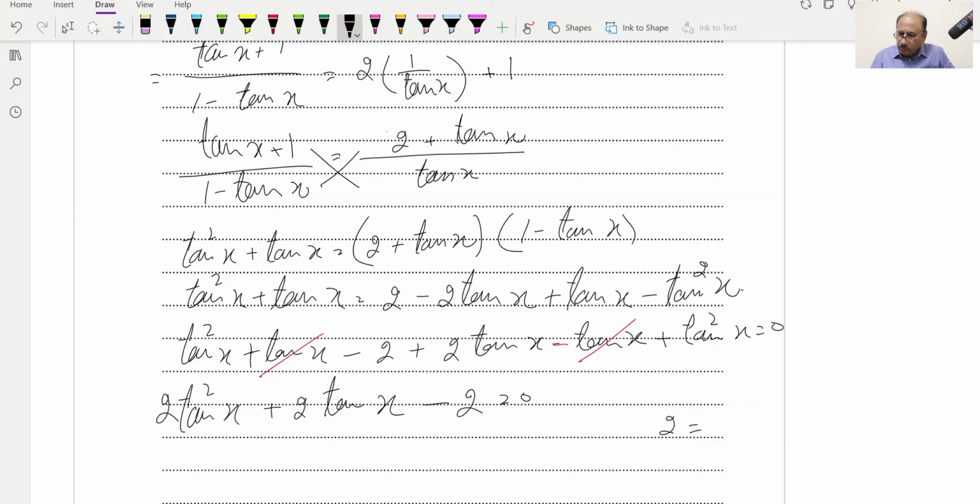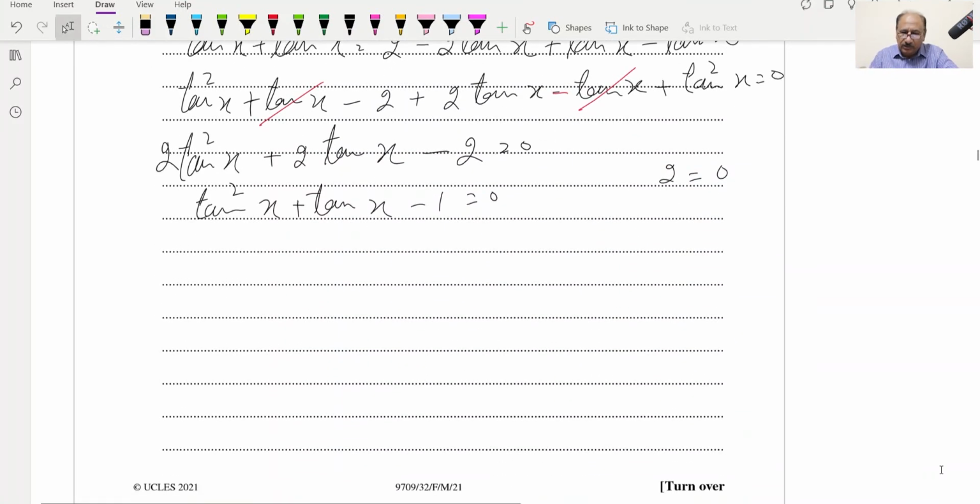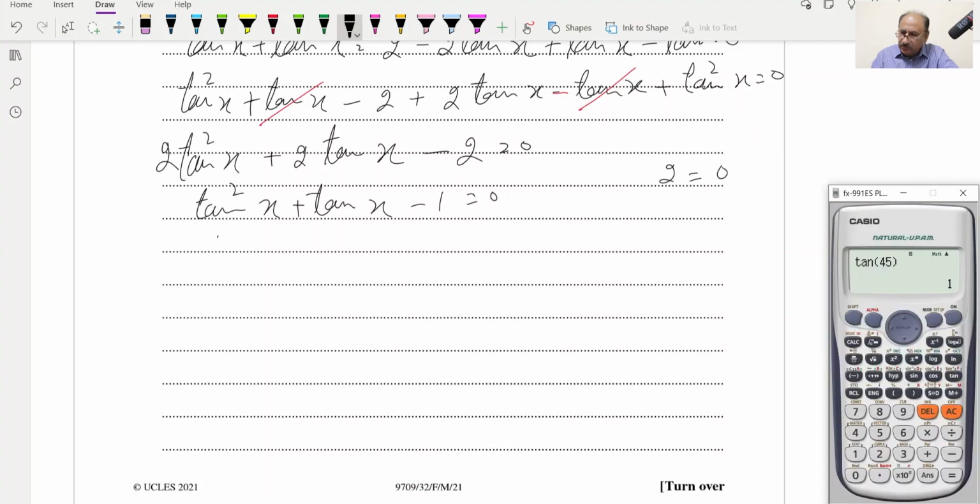We can rewrite the equation. 2 is not equal to 0, we can take it common and leave that one. So tan square x plus tan x minus 1 is equal to 0. Now this is in terms of tan x, and we can replace this like y square, or even we can directly solve this one. The coefficient of tan square is 1, coefficient of tan is 1, and constant value is minus 1, so this will be equal to minus 1, or we can take the decimal value.